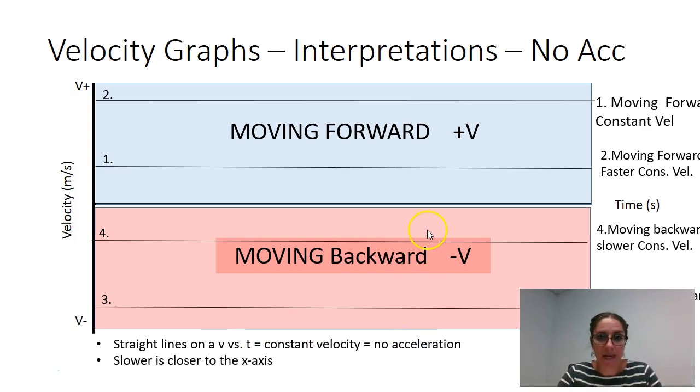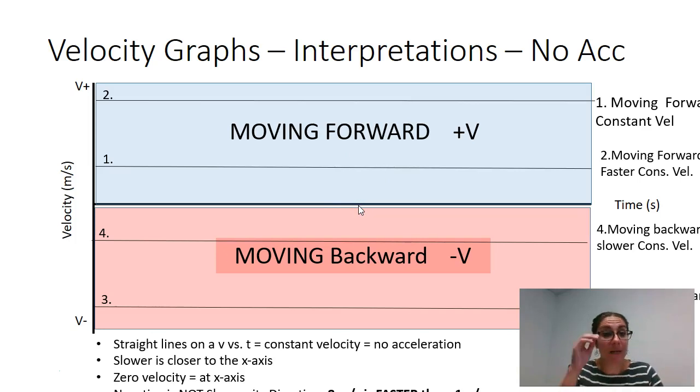Closer to the x-axis is slower. Zero velocity means you're not moving. It happens at the x-axis. And remember, negative doesn't mean lesser. In fact, 3 is actually pretty fast moving as opposed to 4. And actually, if these were in the same positions, let's pretend that they are, they would be moving the same speed but different directions.